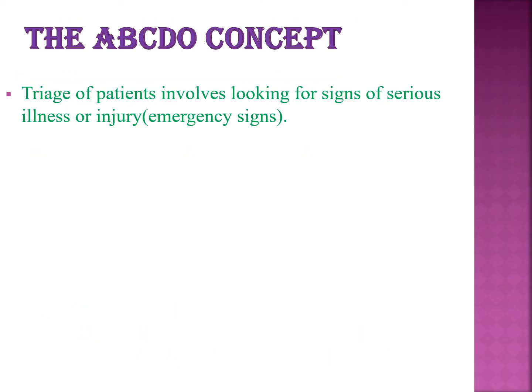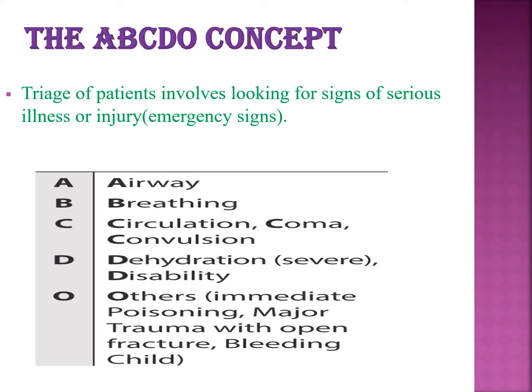Triage of patients involves looking for signs of serious illness or injury, or emergency signs. This brings the ABCDO concept. In the ABCDO concept, A stands for airway, B stands for breathing, C stands for circulation, coma and convulsion, D stands for dehydration and disability, and O stands for other, such as immediate poisoning, major trauma with open fracture, and a bleeding child.